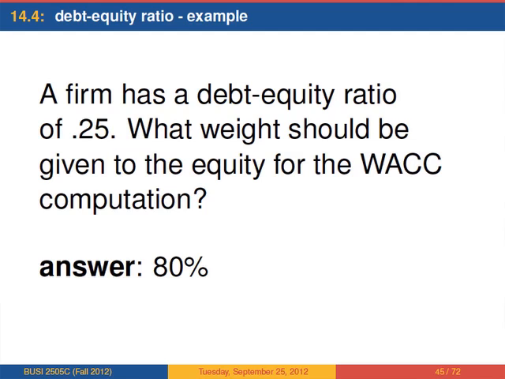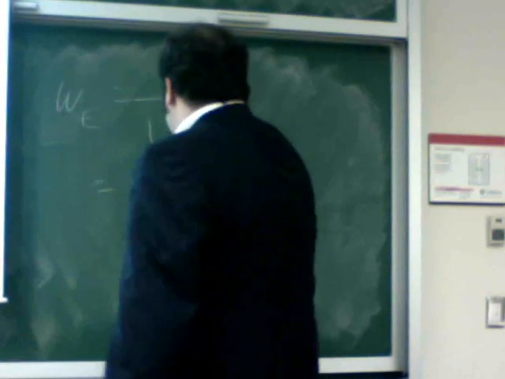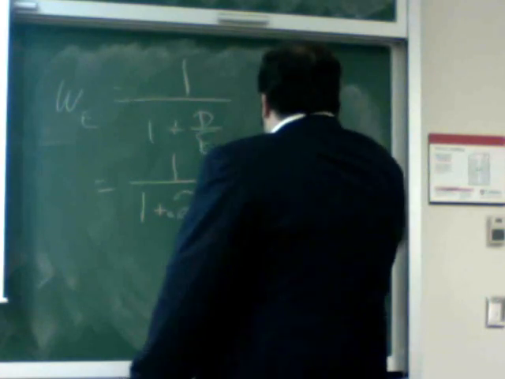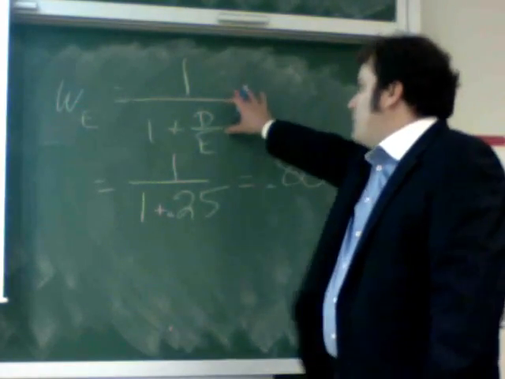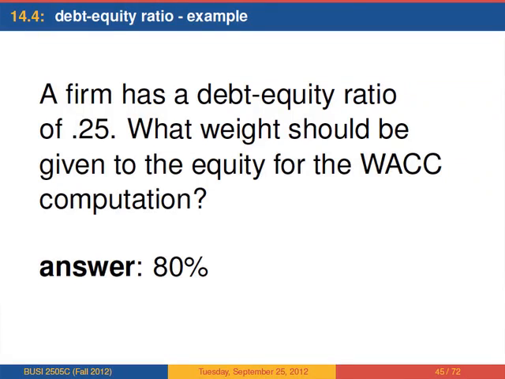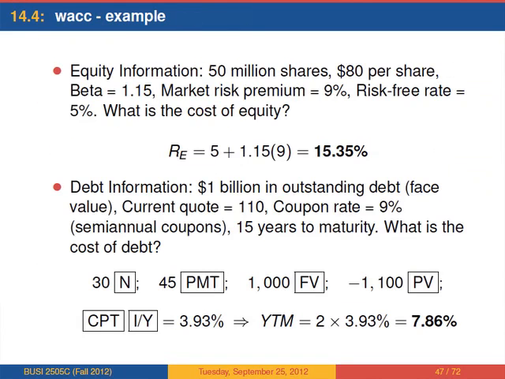Because if you have a situation where you're given the debt to equity ratio, but you need to use the weight of equity in the formula, then all you got to do... in that case, the debt to equity ratio is 0.25, meaning that the weight of equity is 80%. This formula is quite useful to convert between the two.